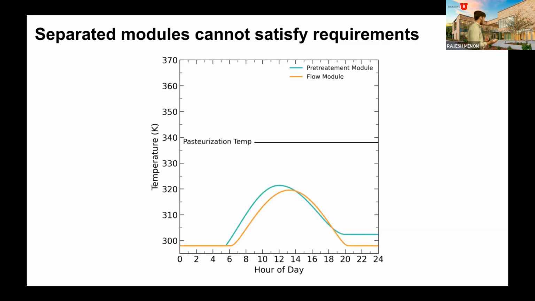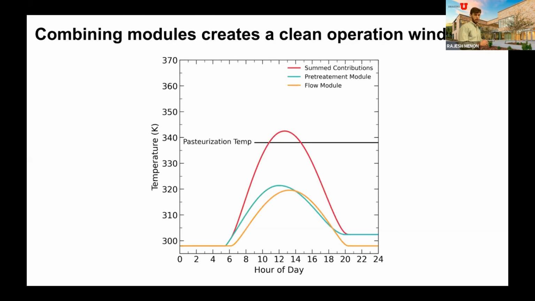Next slide. If we also plot the flow module independently over the course of the day, we see that it also doesn't reach our temperature, but we start to see that maybe the combination of the two might allow us to reach our target. So we can go to the next slide. By combining these, we actually create an interesting operational window of when we can clean water.